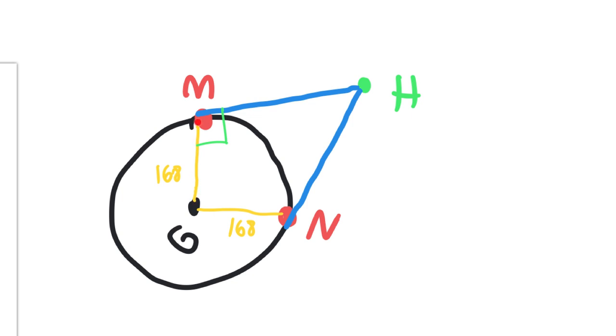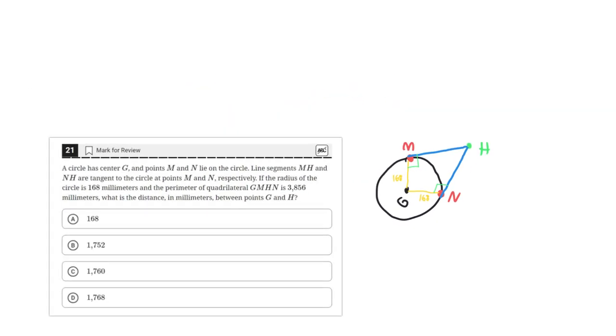Okay, so I'll say that again. A radius connected to a point on the circle and a tangent line off the point on that circle always form 90 degrees. Clearly not drawn to scale, but let's go with it.